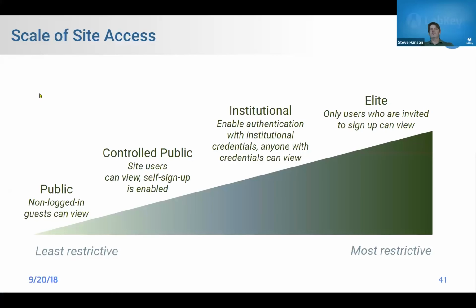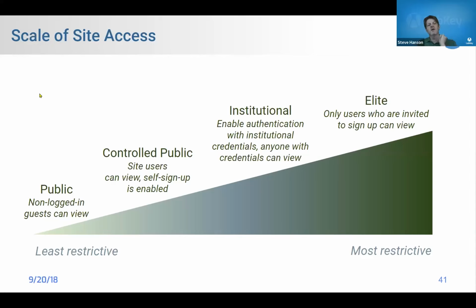So there's lots of different security configurations possible. And here's a nice summary that Susan Hurt built a few years ago, in 2018, and I just stole it from her. I've always liked this slide. She sort of divides the different access possibilities into 4 types: public, controlled public, institutional, and elite.